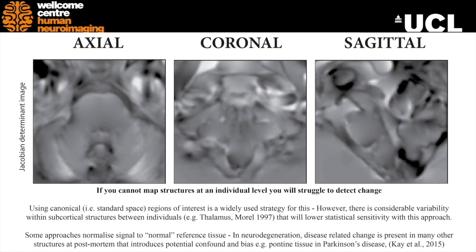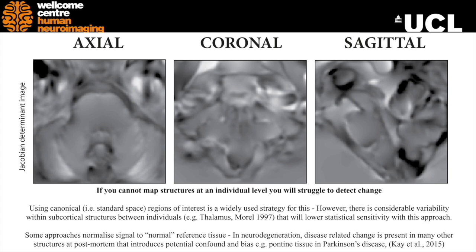And shown here is the output of a Jacobian determinant image, which is the basis for voxel-based morphometry. And what it's showing is that in the brainstem, you simply don't have any information to estimate the volumetric change at a voxel-wise level. And I'll come back to this example later. But simply put, if you cannot map structures at an individual level, you're going to struggle to detect change.